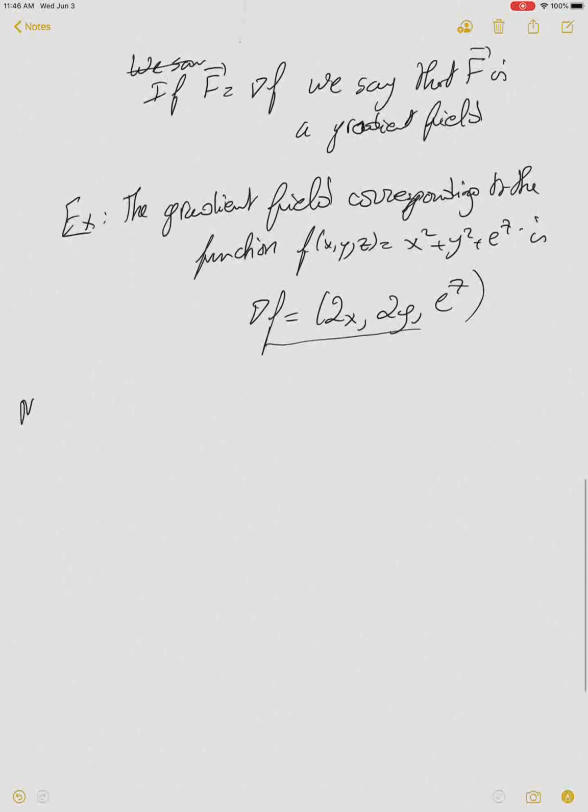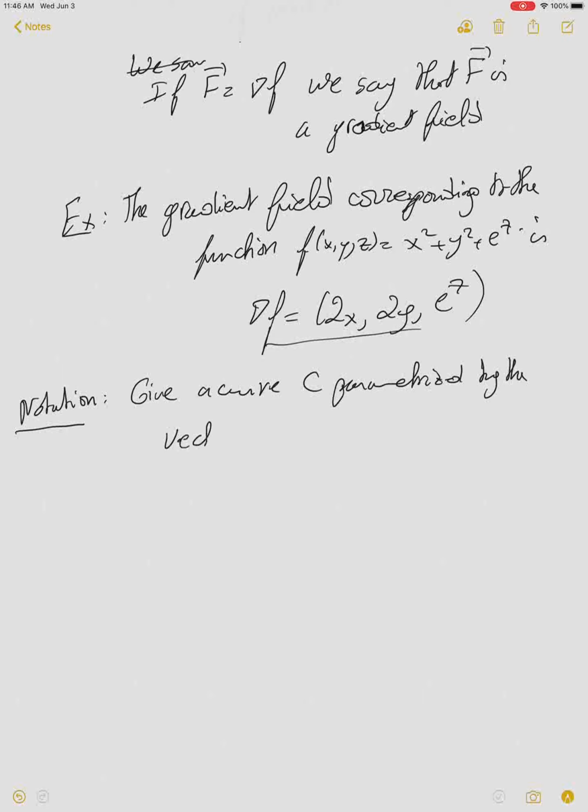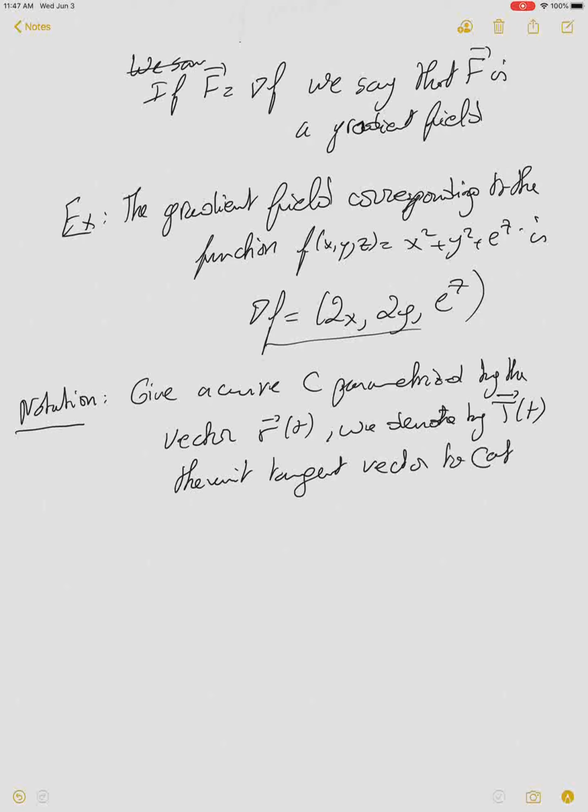But before that, I need to introduce a notation. Given a curve C parameterized by the vector r of t, we denote by T of t the unit tangent vector to C at a point r of t in the direction of motion.